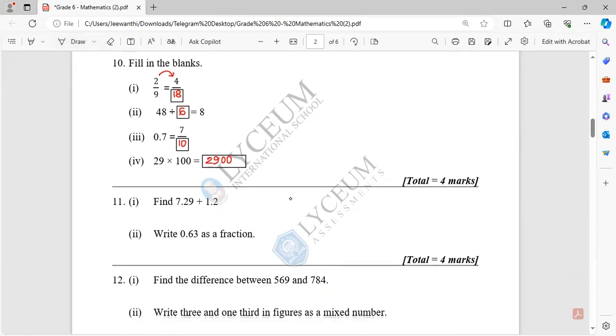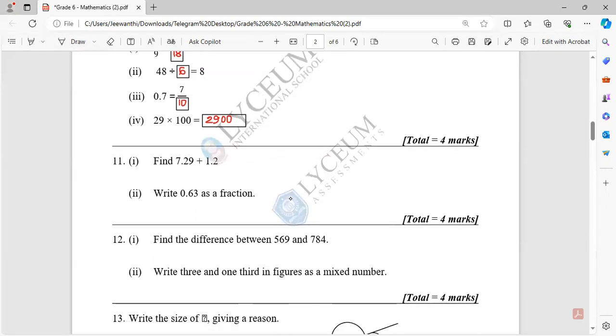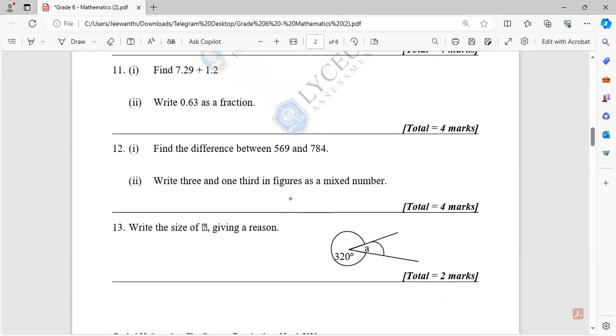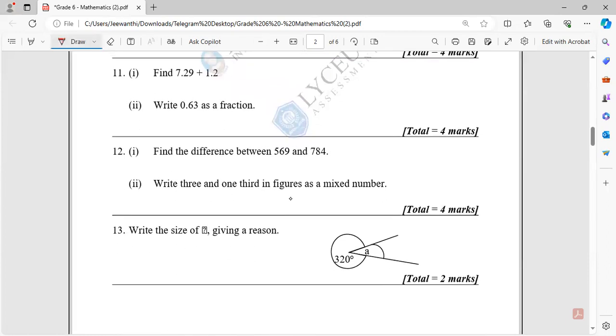29, you multiply by 100, you put the zeros to the end. So then the next one, question number 11, they have given the numbers in the horizontal way. What I do, 7.29, right? Then the next number, I put the decimal here. Then I write the number 1.2. You want to add them.